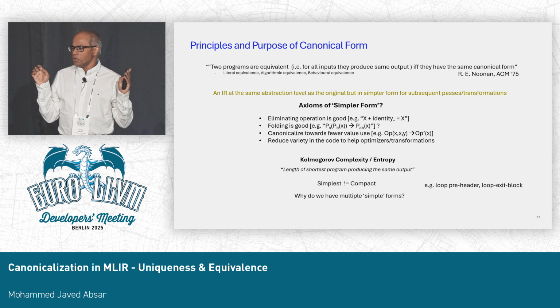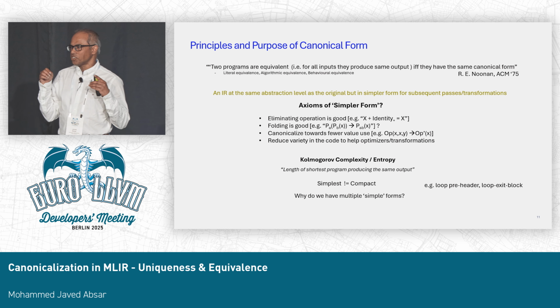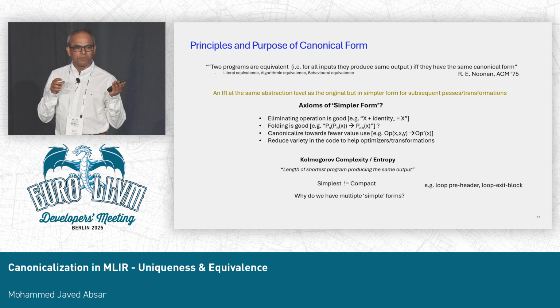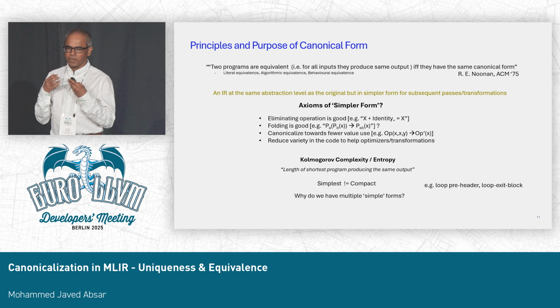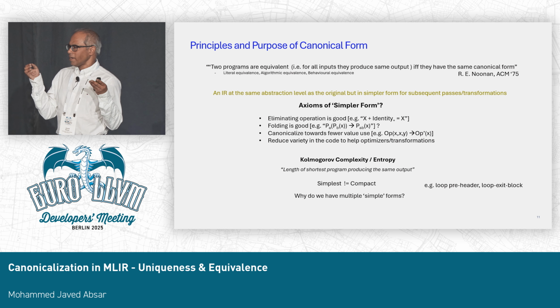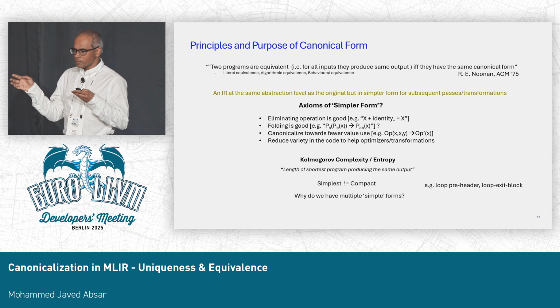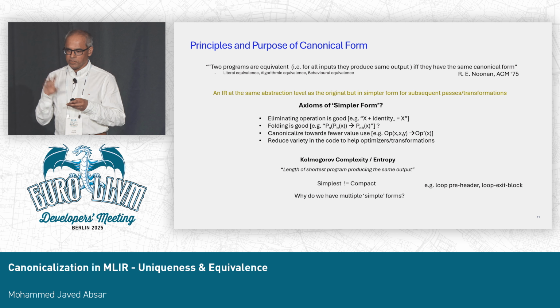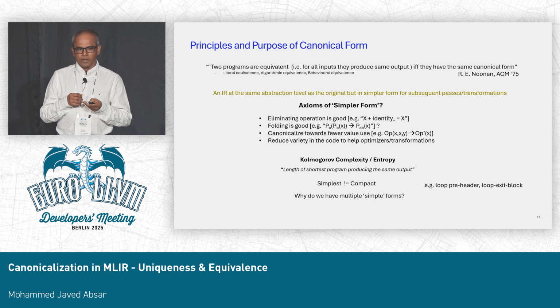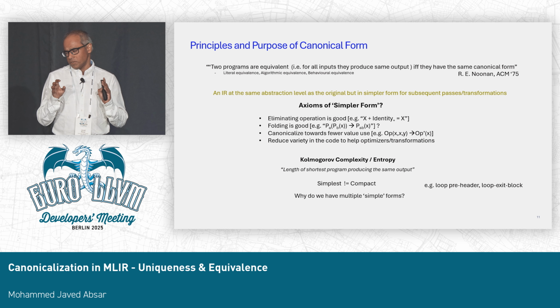Or canonicalize towards fewer values. Now, as it gets trickier, fewer values may not always mean better, right? But if you're thinking one way, if you're passing x and x, just pass x. You have a new, different op that can do that. Reduce the variety in the code. So one of the things that you really want in your canonicalizer is to reduce the variety, because then the passes which you write using it can only cater to or address a particular style of code.